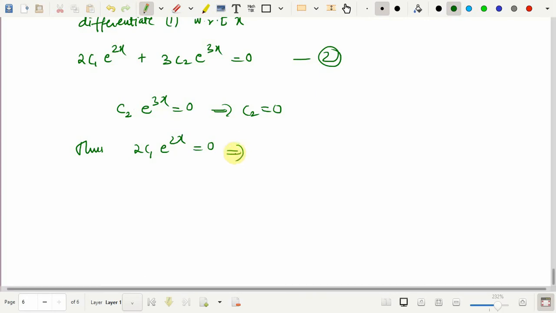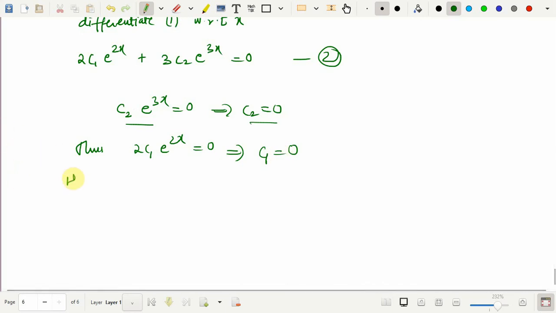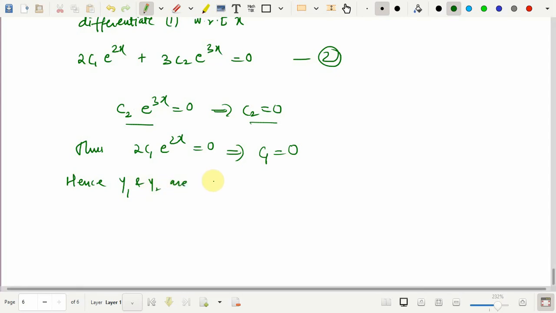That should definitely imply, okay, by the way, why this implies C2 is equal to 0? Because that's a specialty of exponential, it is never equal to 0. So that's why C2 is equal to 0, and therefore from here again C1 is equal to 0, thus proving that y1 and y2 are linearly independent.